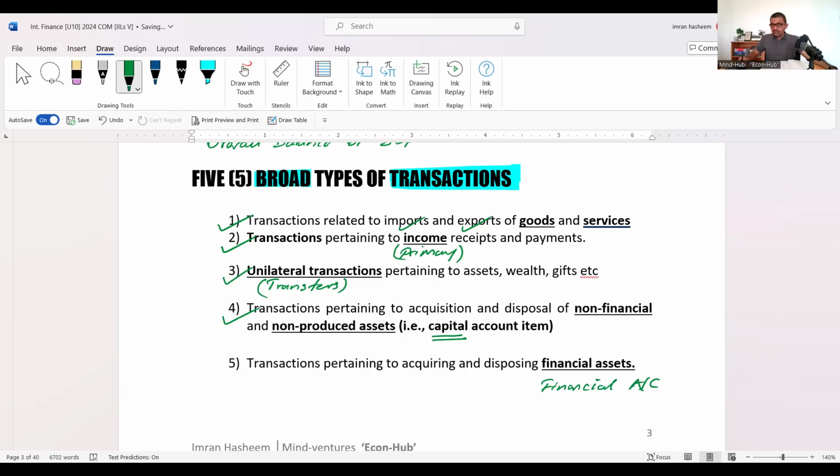We will look at the structure of the BOP next, so then you will get an idea of this. So 5 types of transactions that we include in a country's balance of payment statements. Don't get this mixed up, these are not the 5 accounts. But broadly, all the activities we record in the BOP fall into 5 categories: goods and services, imports, exports, primary income inflows and outflows, unilateral or transfer related things, then non-produced, non-financial or capital account related activities, and financial account related activities. Okay, right.